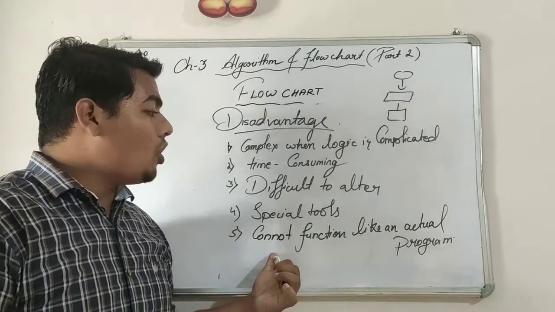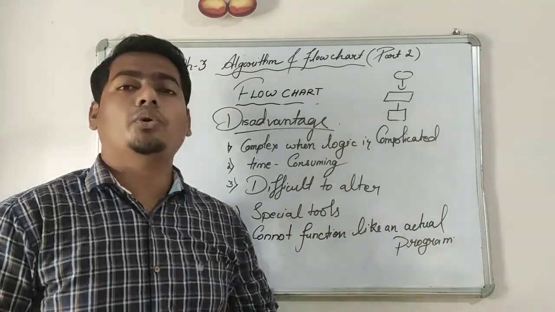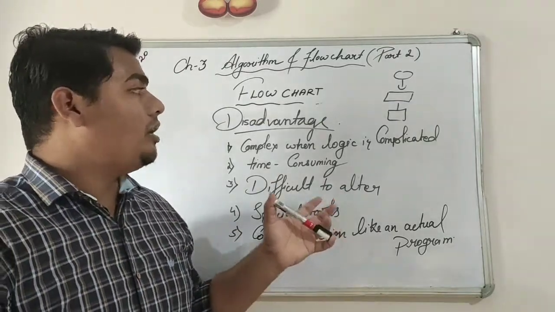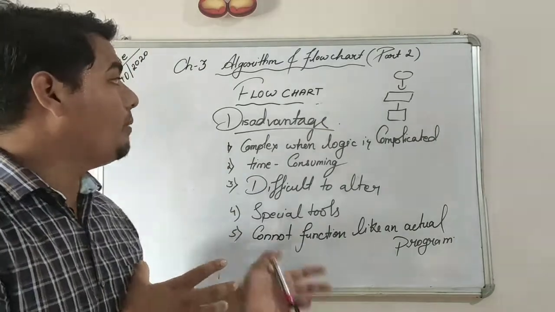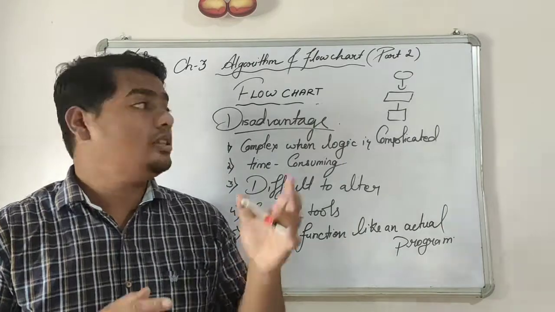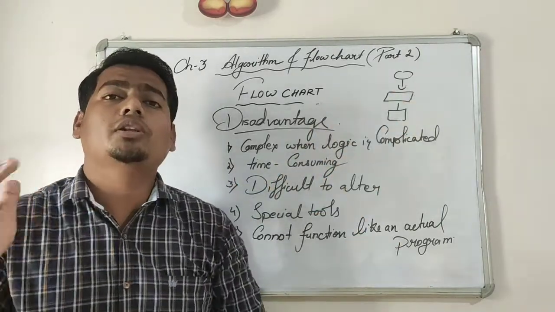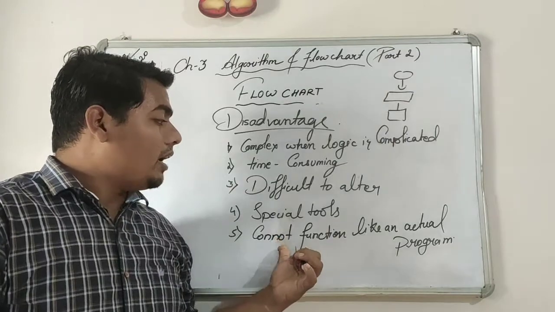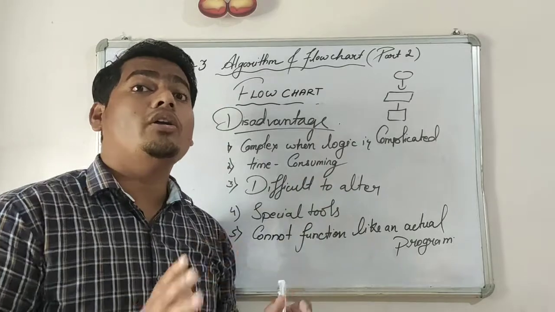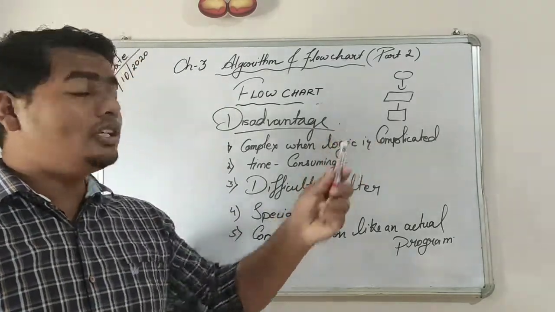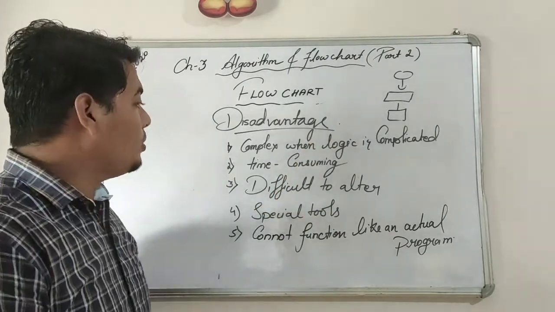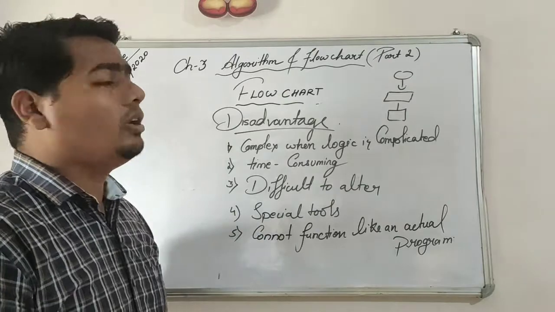Then fifth, cannot function like an actual program. What? Cannot function like an actual program. I have already explained the advantage that with the help of a flowchart you can learn the programming of C++ or Java, because the same things we use in programs are used in the flowchart. That's why they have said it cannot function like an actual program. This is the program, this is also the same thing, but it cannot function like an actual program. Through this you can learn an actual program, but it will not work like an actual program. Understood? These are the 5 disadvantages that we know.